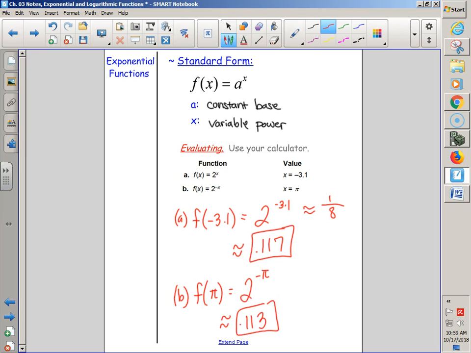Now here's the weird thing. Why were those two so close to each other? Weren't they two totally different functions? Same base. Okay, so that's kind of important. Same base. Pi is 3.14, so that's approximately 3.1. But wait, that's negative and that's positive.